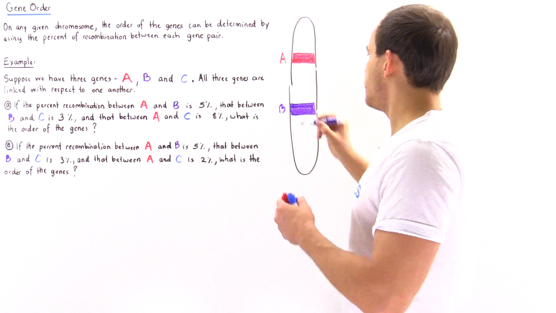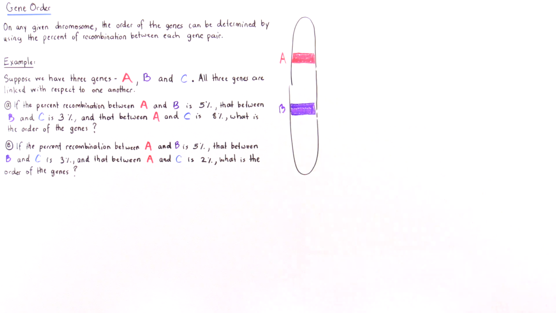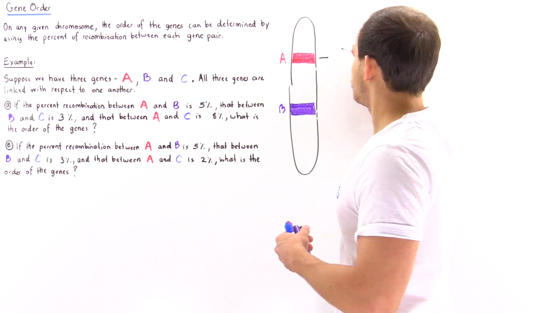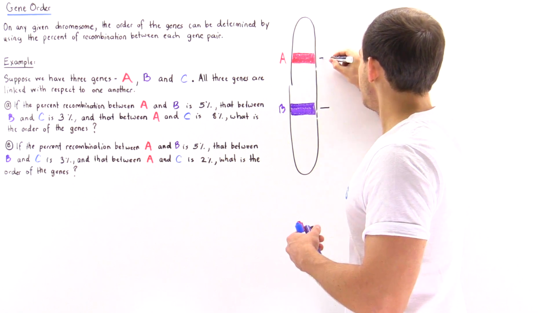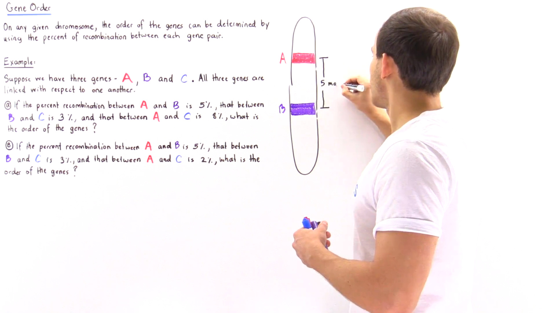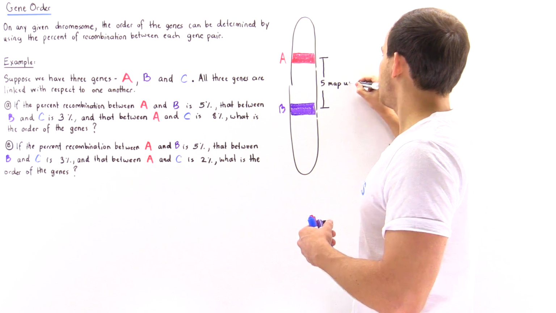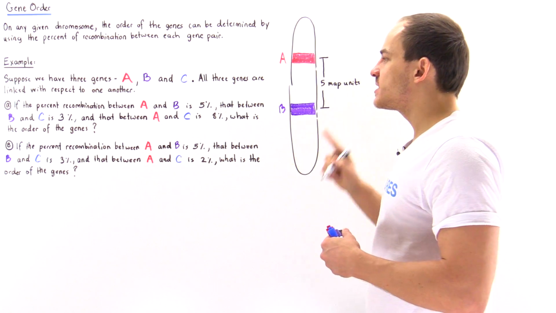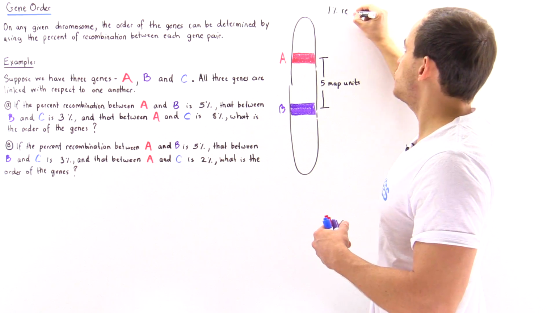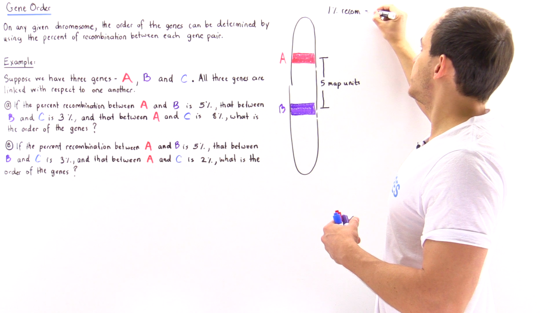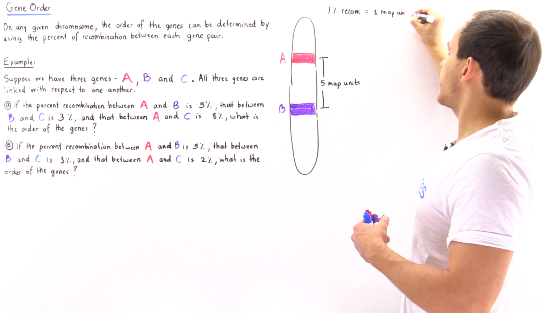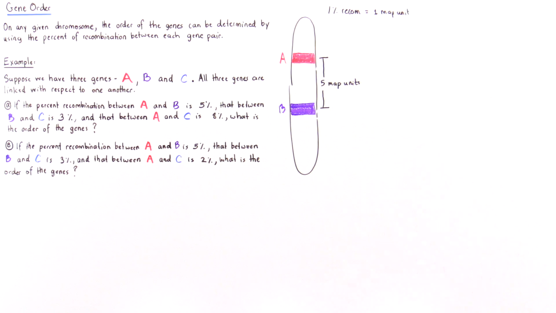So this is gene B. The distance between this point right over here, let's say the center of gene A, and the center of gene B is given to us to be 5 map units. The reason we know it's 5 map units is because 1% recombination is equal to 1 map unit, and because we have 5% recombination, that is equal to 5 map units.